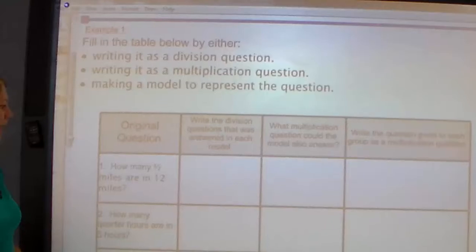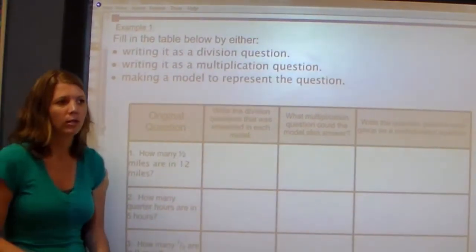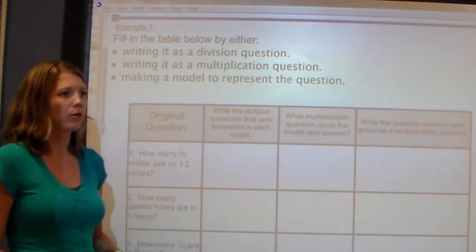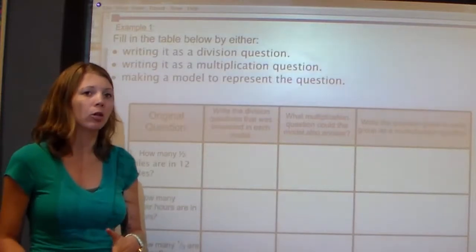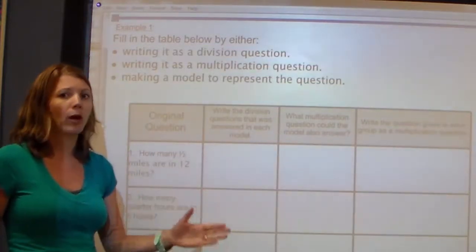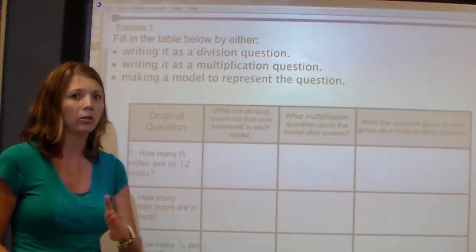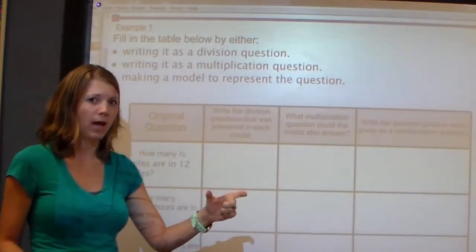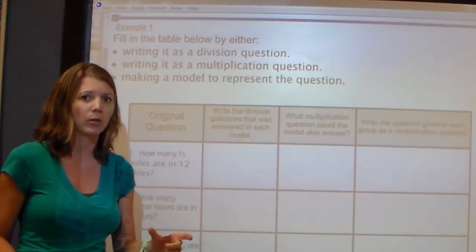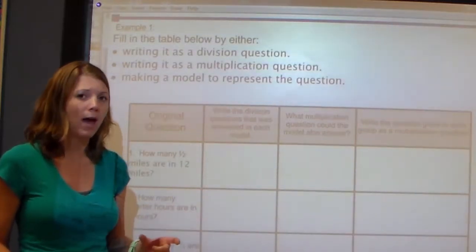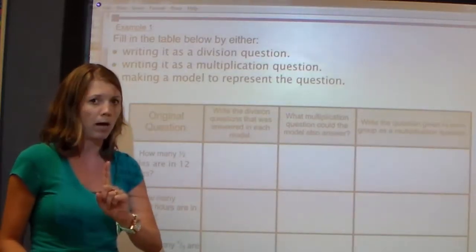Number 1 says, how many half miles are in 12 miles? So let's stop and think about this realistically. If we had 1 mile, and I wanted to know how many half miles are in 1 mile, you would tell me 2. 1/2 plus 1/2 makes 1 whole. So there would be 2 half miles in 1 mile.